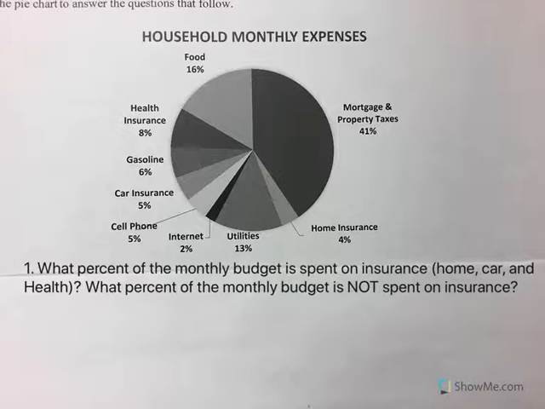We are going to use this pie graph to talk about household monthly expenses. So here in number 1, what percent of the monthly budget is spent on insurance? Home, car, health. And what percent of the monthly budget is not spent on insurance?